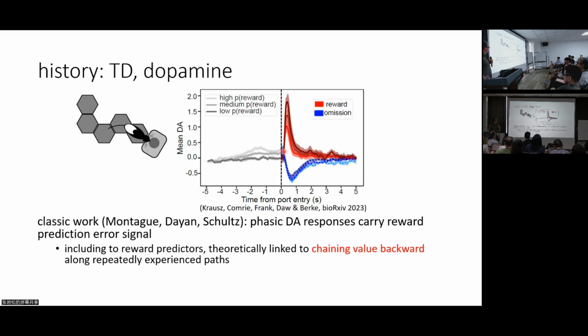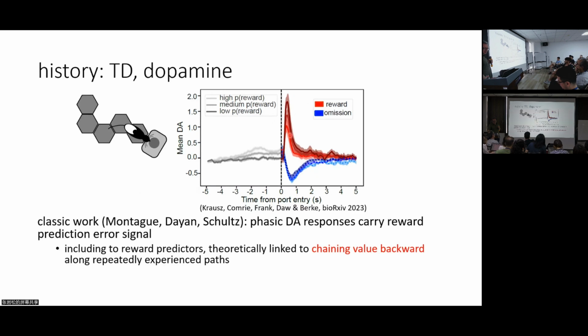The idea is that it reports a prediction error, the difference between the reward the animal expected and the reward he got. So the reward he got is 1 if he gets a reward, and 0 if not. And then it's further modulated by how much he expected it.